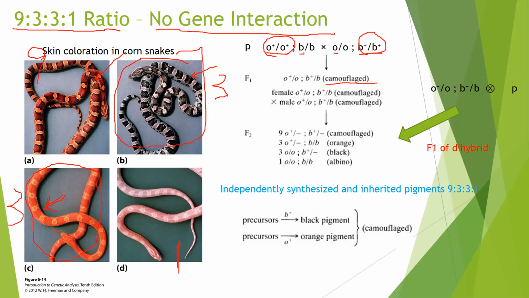Because if both genes are mutant like this, this actually gives the albino, colorless, no color on the skin. So why do we see some color here, pink? Actually, this is not the skin color, because the skin is transparent. You're going to see through, so the color showing here is actually the color of the blood, right?